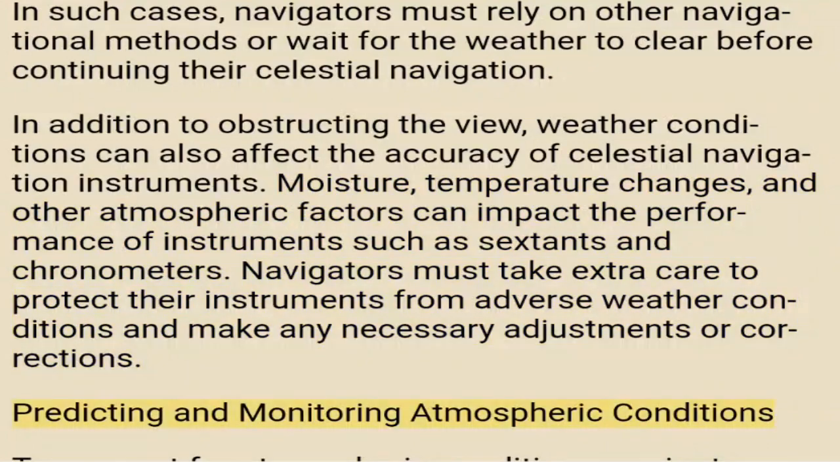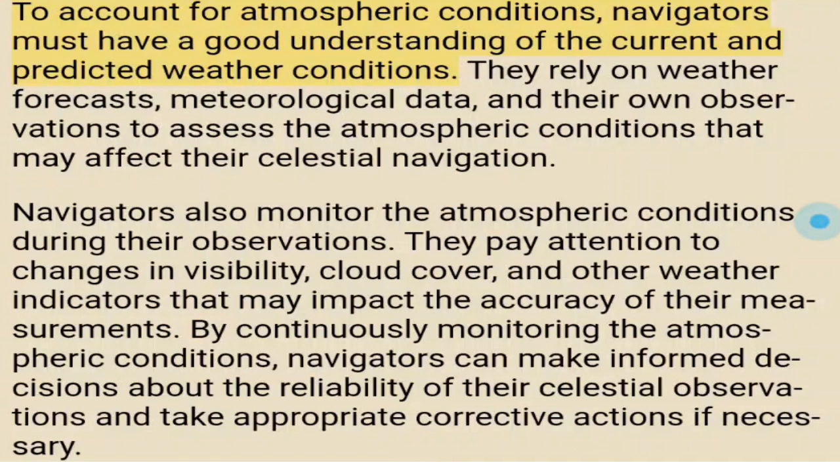Predicting and monitoring atmospheric conditions. To account for atmospheric conditions, navigators must have a good understanding of the current and predicted weather conditions. They rely on weather forecasts, meteorological data, and their own observations to assess the atmospheric conditions that may affect their celestial navigation. Navigators also monitor the atmospheric conditions during their observations. They pay attention to changes in visibility, cloud cover, and other weather indicators that may impact the accuracy of their measurements. By continuously monitoring the atmospheric conditions, navigators can make informed decisions about the reliability of their celestial observations and take appropriate corrective actions if necessary.